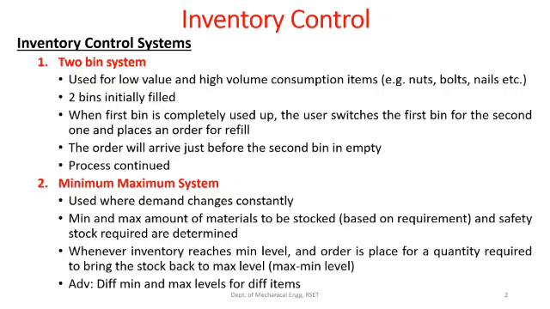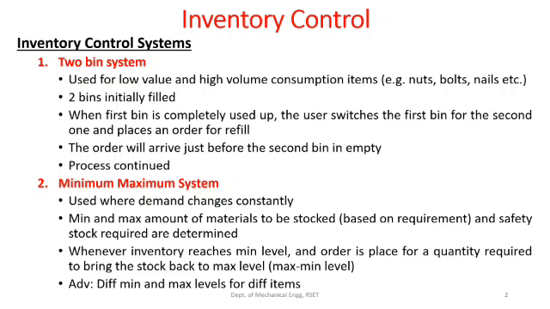So the first system that we are going to discuss is a 2-bin system, and this system is generally used for low value, high volume consumption items. These are items which are consumed in very large quantities, but each item that has been consumed is of low value. For such items, we can generally use a 2-bin system. Examples for such items might be nuts, bolts, nails, etc.